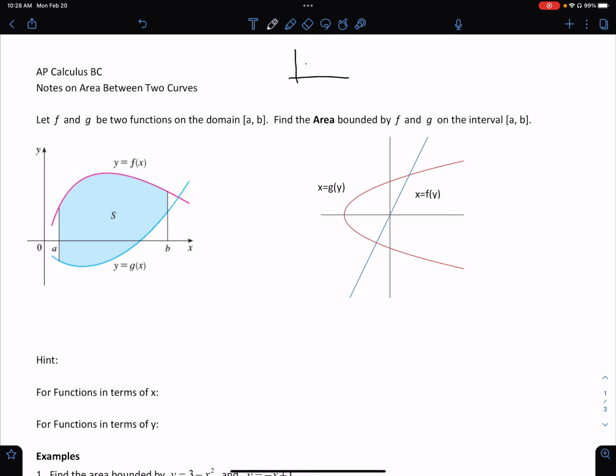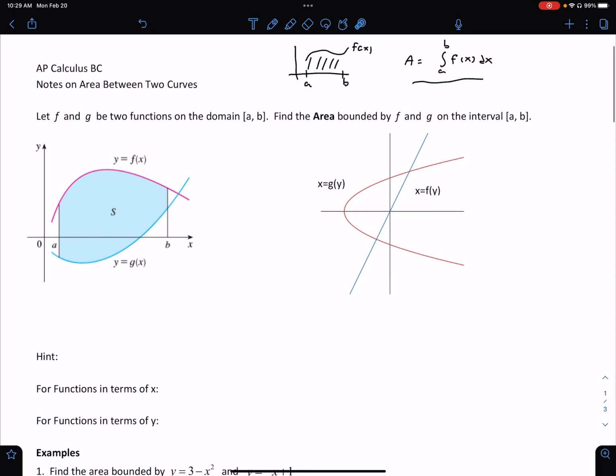Earlier this year, when we found area under a curve, let's say we have a function f of x, and we wanted to find the area between a and b, we would say we can get the area by looking at the integral of f of x dx from a to b. That's what an integral finds for us. Well, today we're going to take that same topic, but now we're going to move between two curves.